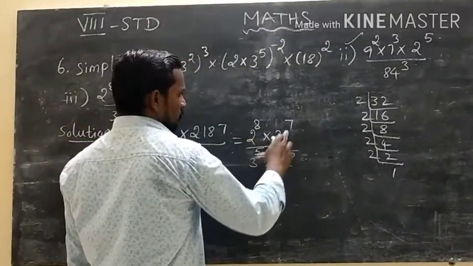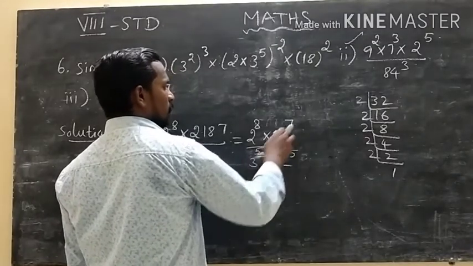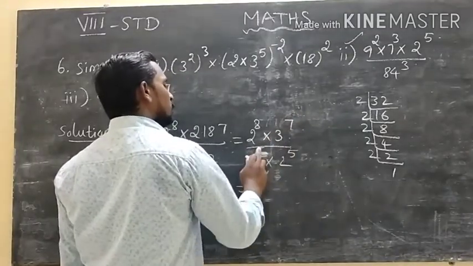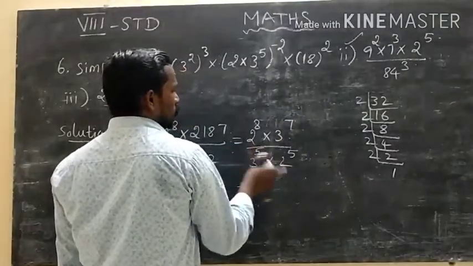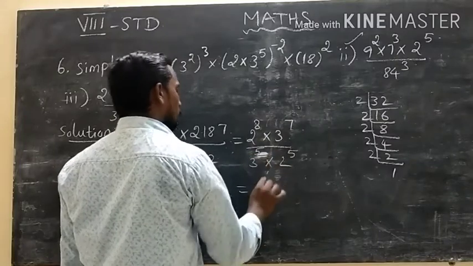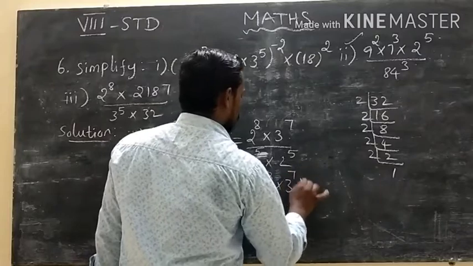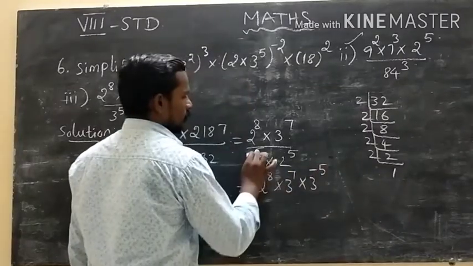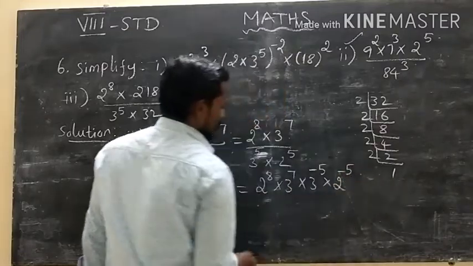So compare the powers. For 3, this is 7, this is 5. This is the greatest value, so the lesser value is transformed. And for 2 also, this is 8, this is 5. This is the greatest one, so this also is transferred to the numerator. So we get 2 power 8 into 3 power 7 into 3 power minus 5. This is transferred to the numerator, as well as 2 power minus 5.